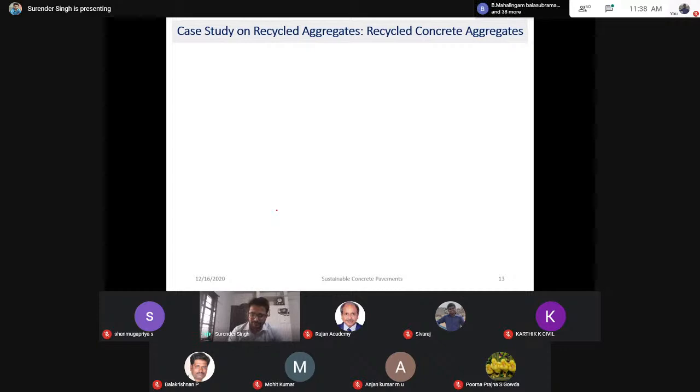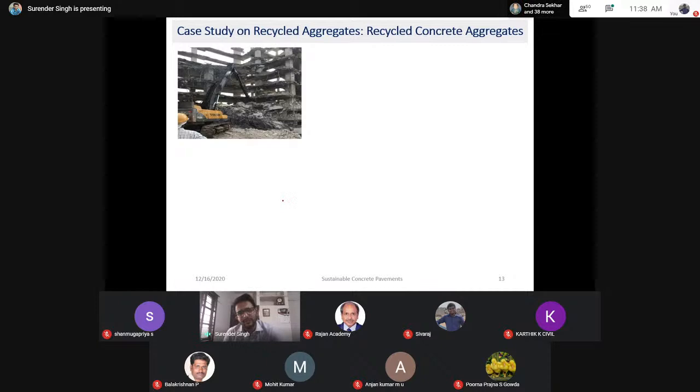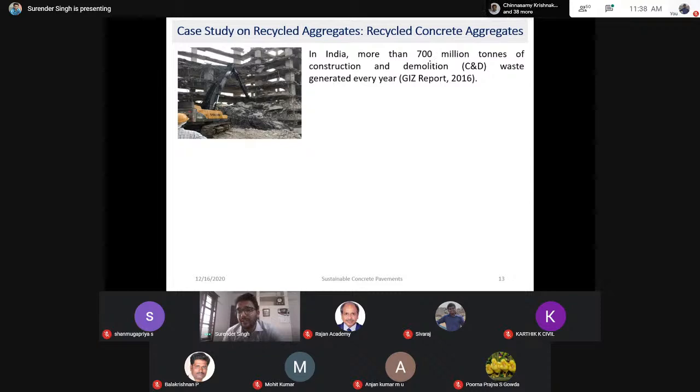Okay, we can take one case study. Because you are all from nearby areas, it will be beneficial for you. So CND waste, first thing is, what do you mean by the CND waste? In India, we have more than 716 million tons of CND waste generated every year. It's a huge amount. And remember, this is the documented one.